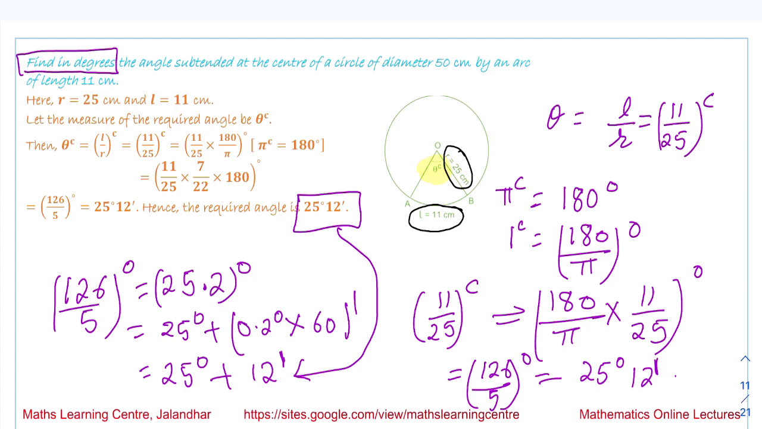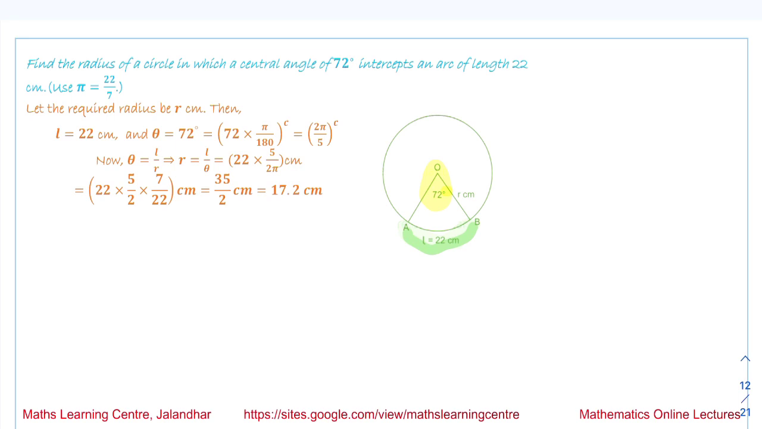The next thing we have is: find the radius of a circle in which the central angle is 72 degrees and it intercepts an arc of length 22 centimeters. This length is 22 centimeters. Suppose the radius of this circle is r centimeters. Suppose this angle over here is theta radians, and we know that this theta radian is equal to L over R.